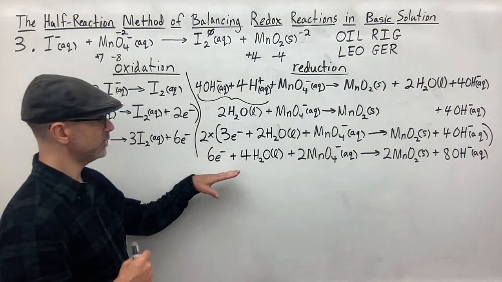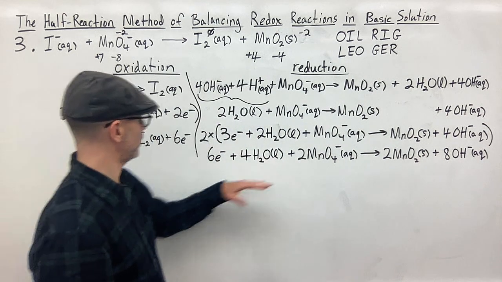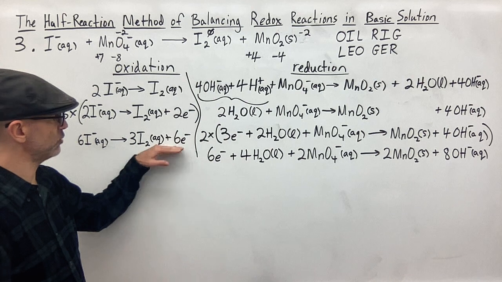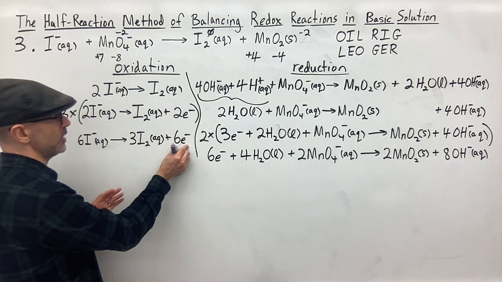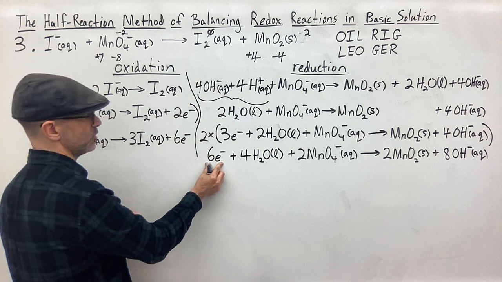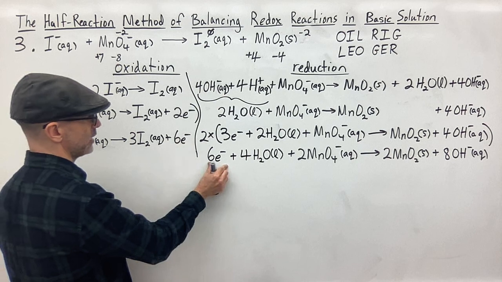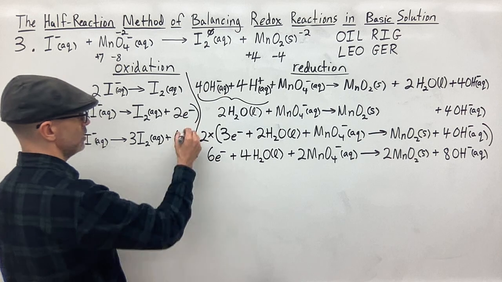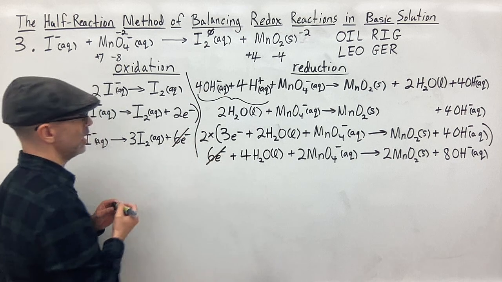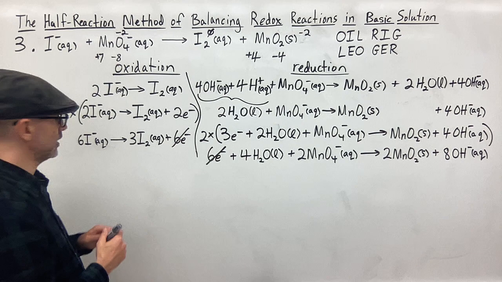Okay, so now everything is balanced. So I have the same number of electrons. Here I have 6 electrons as products. Here I have 6 electrons as reactant. Product, reactant, cancel each other out. 6 is gone, 6 is gone. Now I add these together.